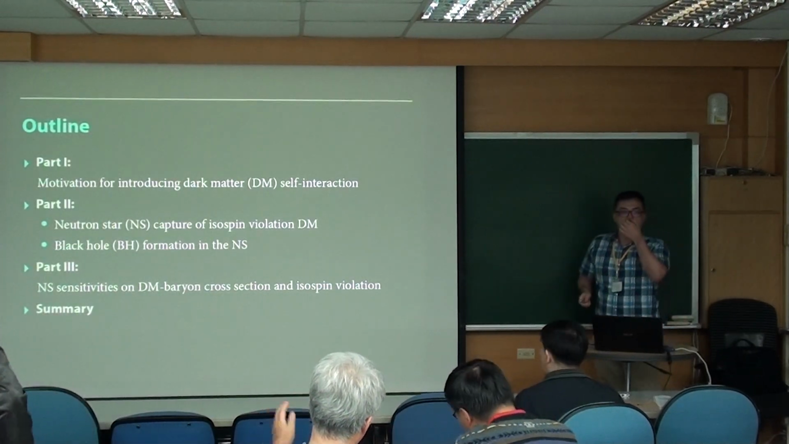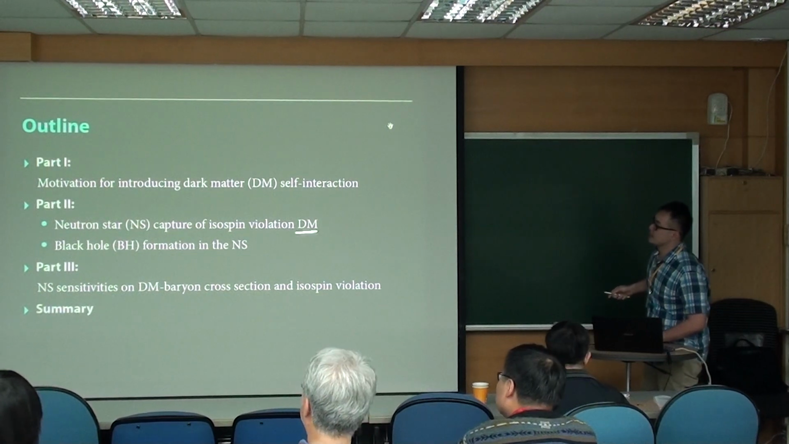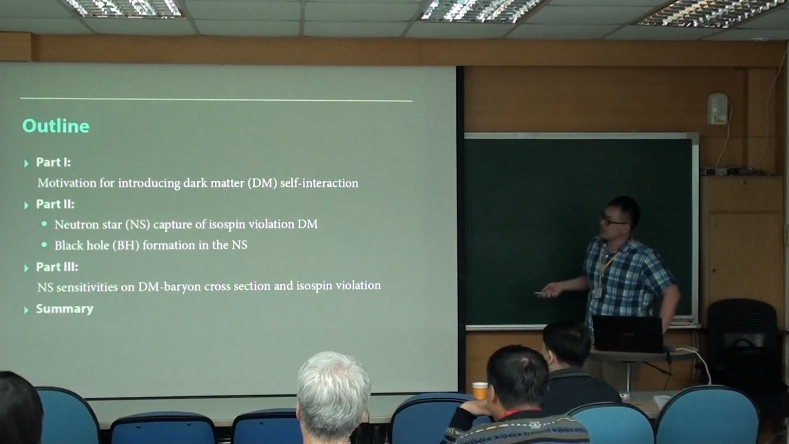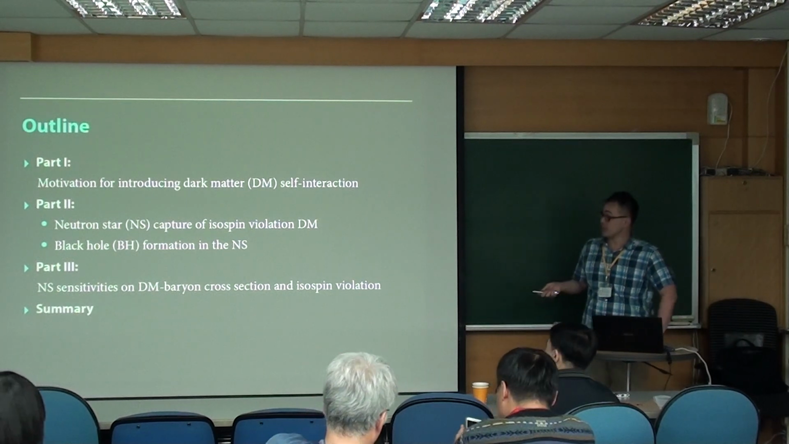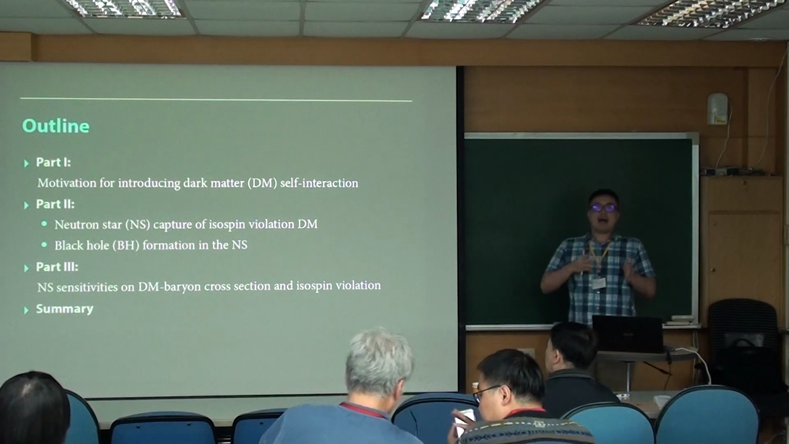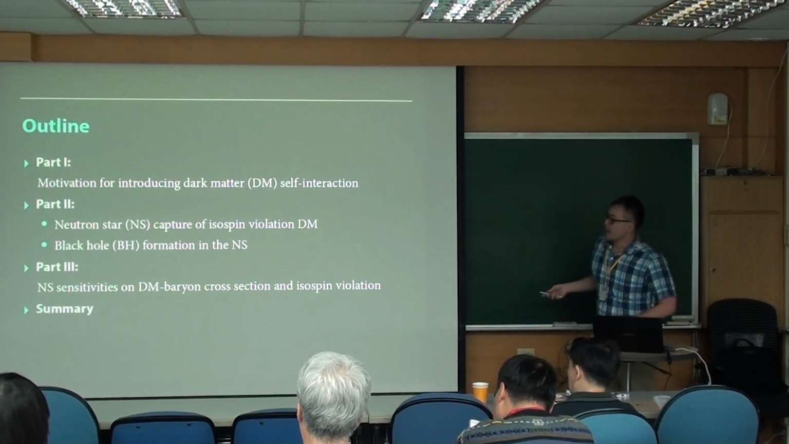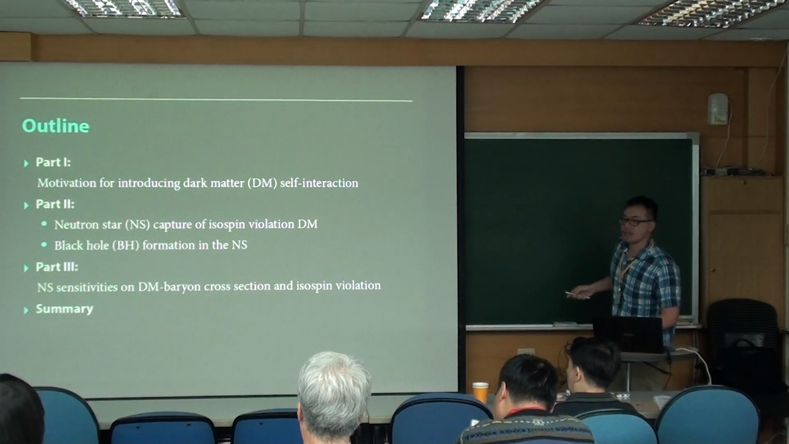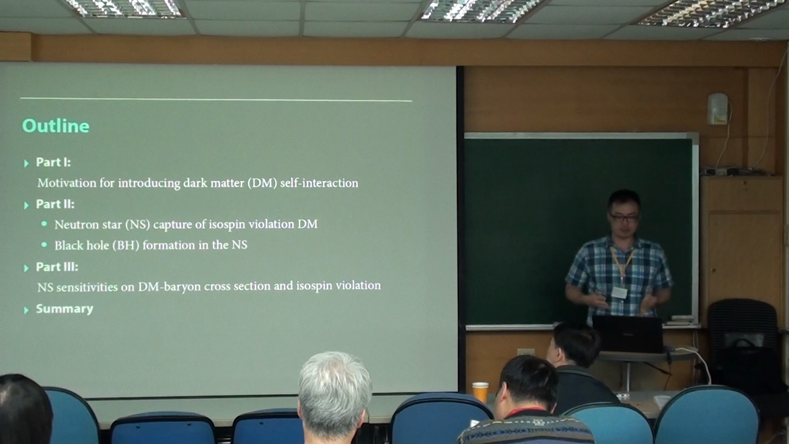So I divided my talk today into 4 parts. In part 1, I will go through very quickly the evidence for dark matter and the motivation for dark matter self-interactions. And then in part 2, I would like to briefly tell you how a neutron star captures dark matter particles within it, and how the isospin violation can affect the capture rate of the neutron star.